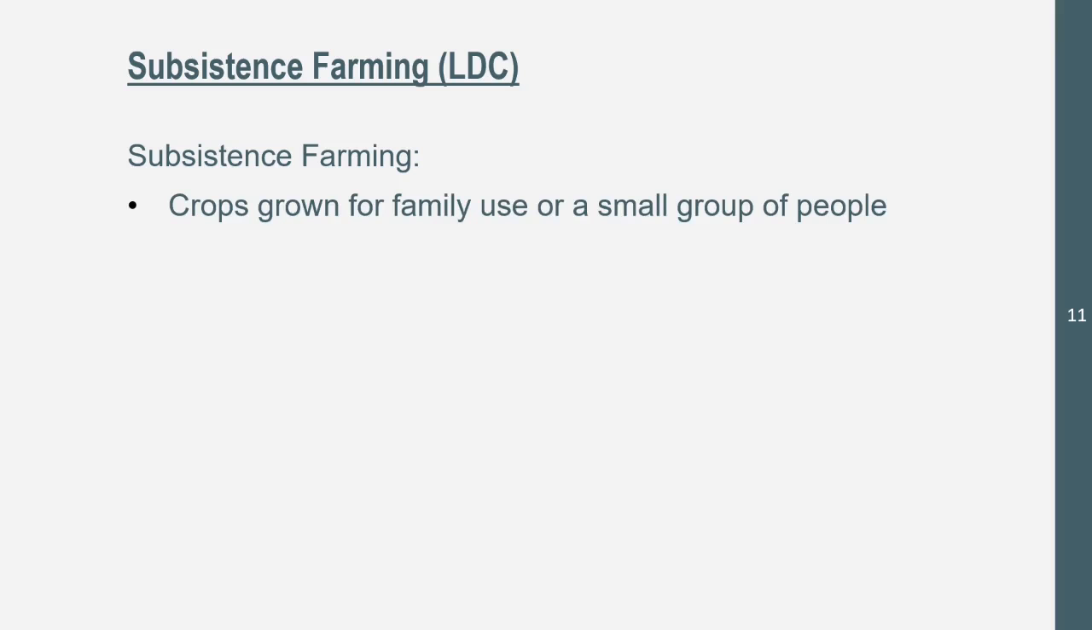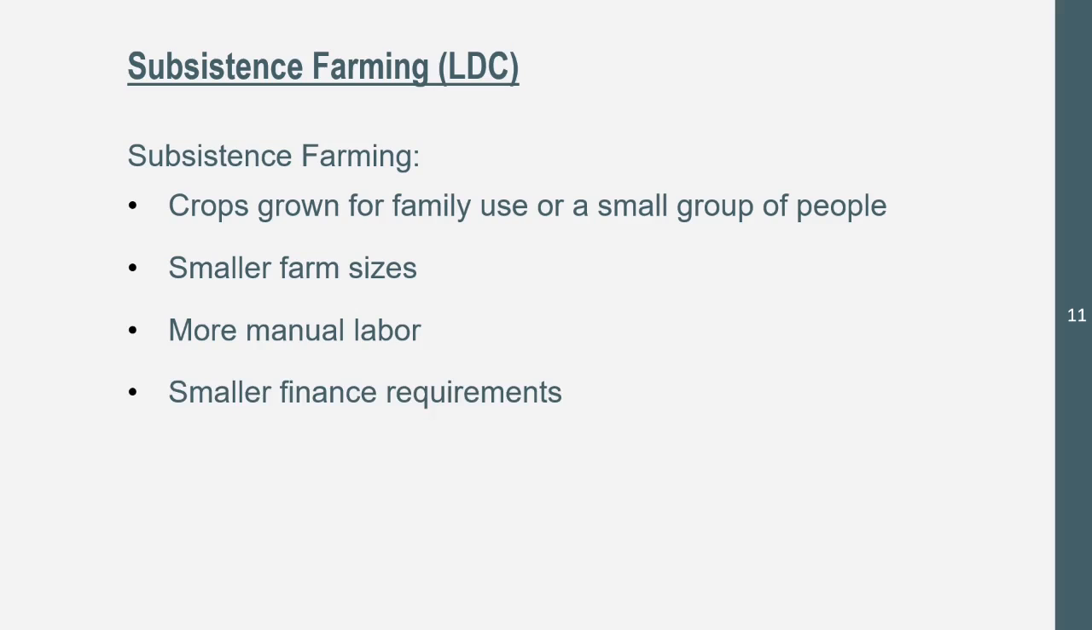So, subsistence farming, there's crops grown for family use or smaller groups of people. We see smaller farm sizes to feed those smaller groups of people. There's more manual labor because we have smaller finance requirements. You can't pay as much for machines or other people to do the labor for you because you're in kind of a less developed country. They don't have money lying around. And this is going to result in less surplus and profit because you're not making much money from that high manual labor. So you're going to use the crops you have grown to feed your family, tribe, or groups of people as well.